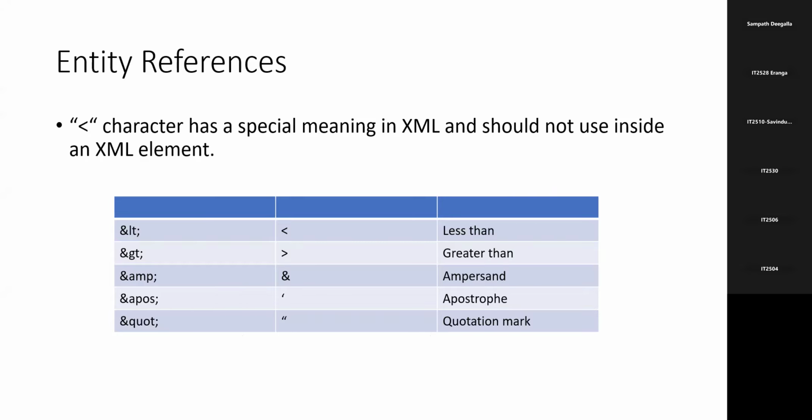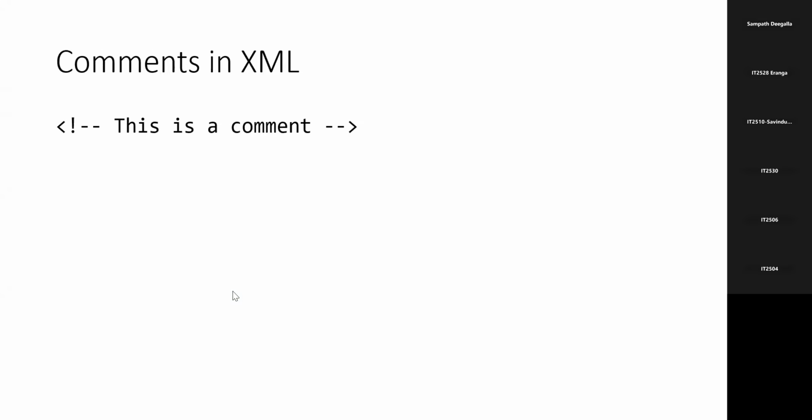I think we got some basics, right? One more thing: if you want to add comments, it's the same as what we use in HTML. You start with the angle bracket, then an exclamation mark and two dashes, and you can type whatever you want. Then we have two dashes and the closing angle bracket.